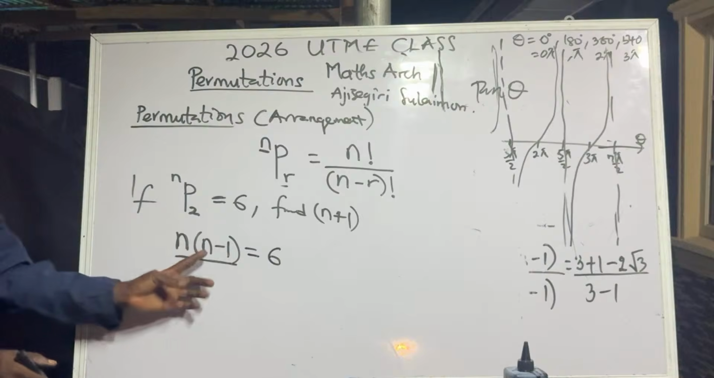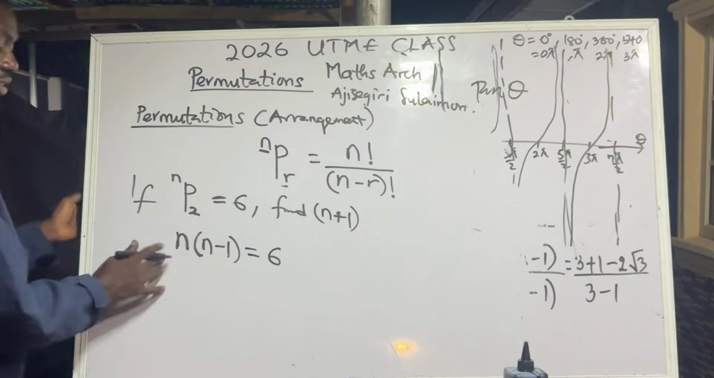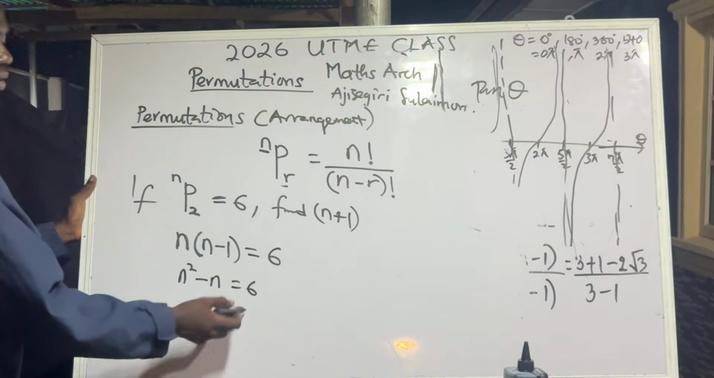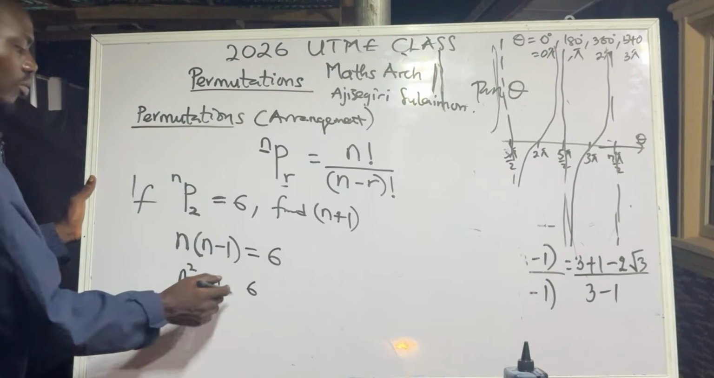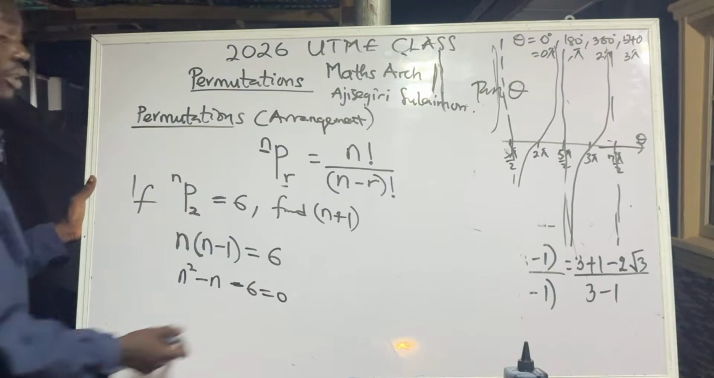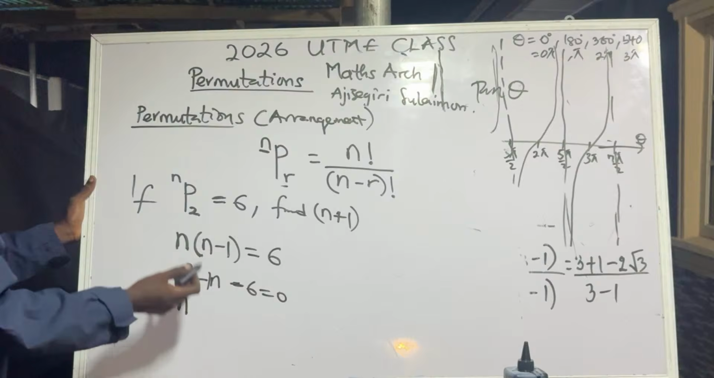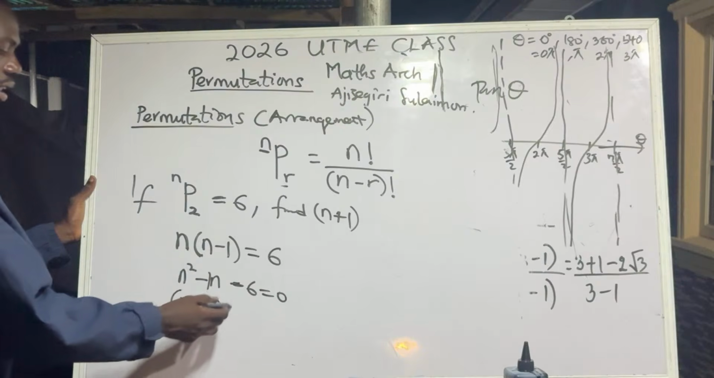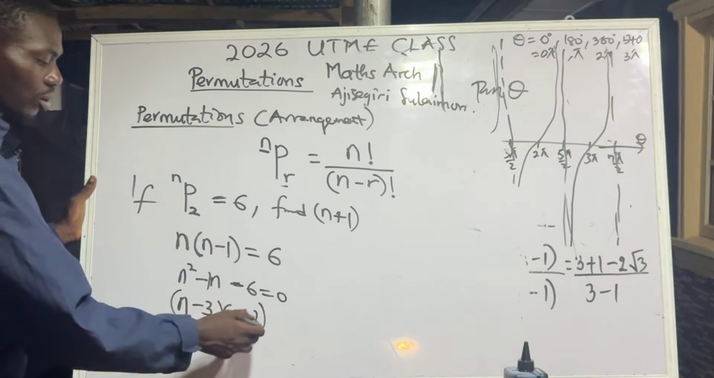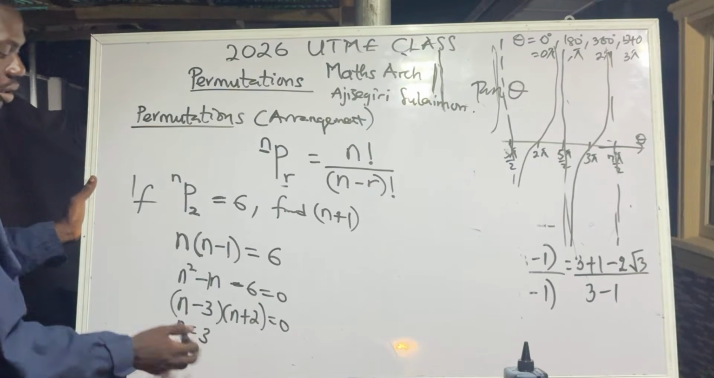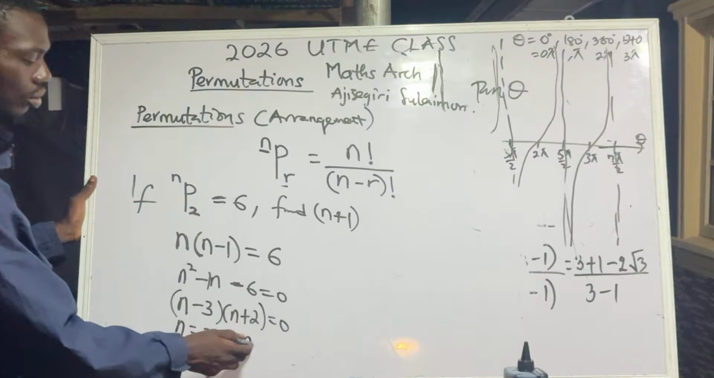Now, what do you do here? Most people will open this bracket. This is what they will do: n squared minus n equals 6. Then bring this 6 back here, becomes n squared minus n minus 6 equals 0, and solve quadratically. The sum is minus 1, the product is minus 6. So (n minus 3)(n plus 2) equals 0. N equals 3 or n equals minus 2.